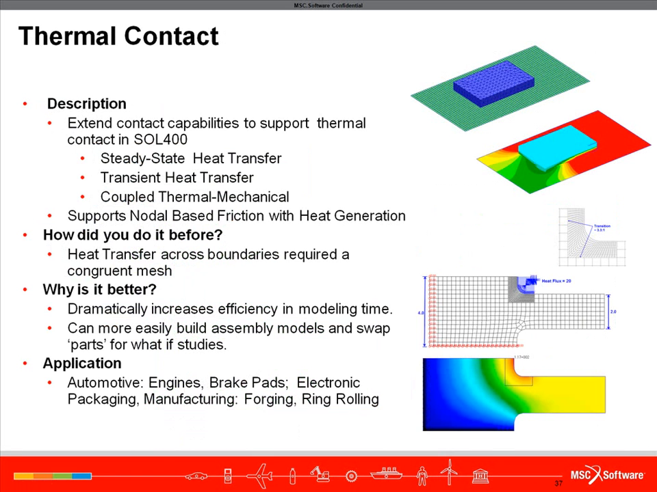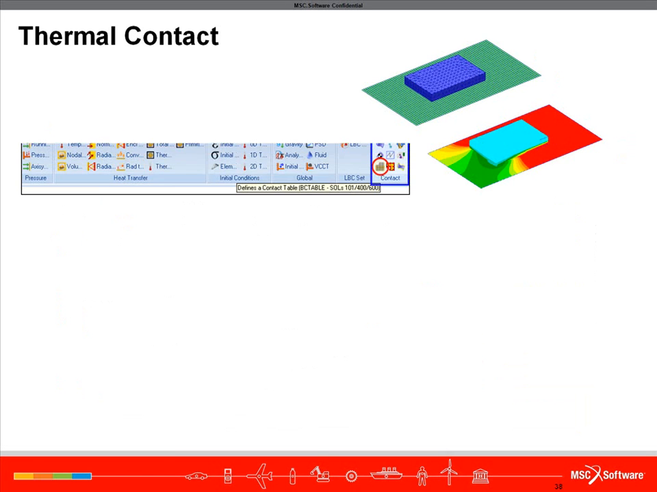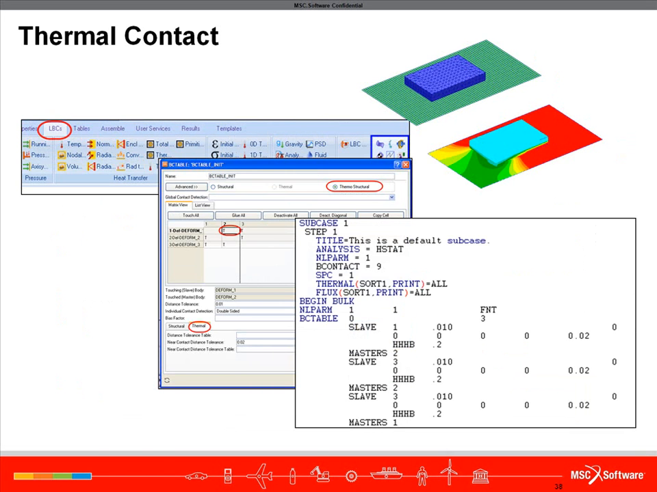Thermal contact is implemented in MD Nastran 2010 in pure thermal analysis and coupled thermal mechanical analysis. Previously, you had to ensure elements and everything lined up, and you had a congruent mesh in heat transfer. The thermal contact feature improves efficiency in modeling time, and you can take components, for example, on a circuit board and swap out parts without having to realign the meshes. Again, this is well supported in SimXpert 2010.